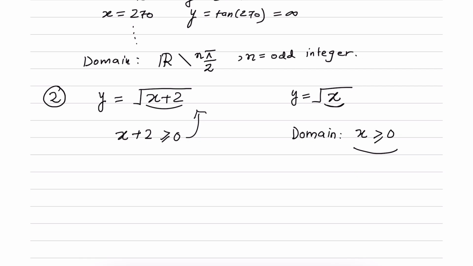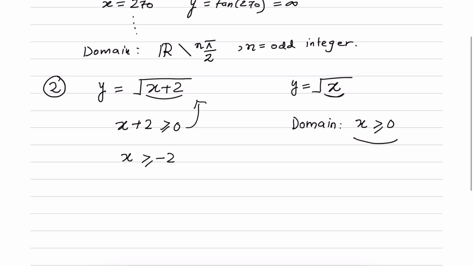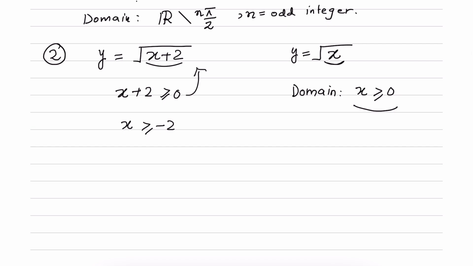So that's the first step of the domain. Wherever the square root function is involved, whatever is inside the square root should be greater or equal to 0, and then we can write it as x should be greater or equal to minus 2. We take 2 over there with the change of the sign. So this is the domain of this function.